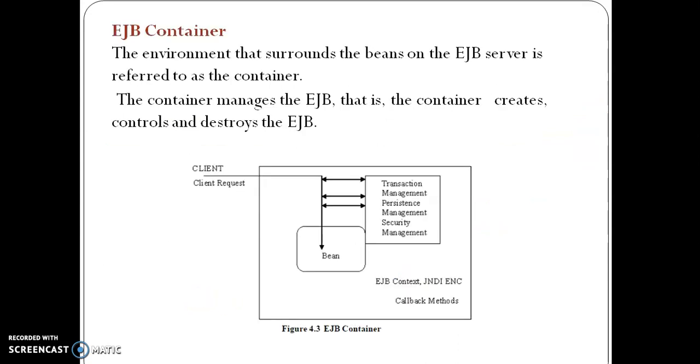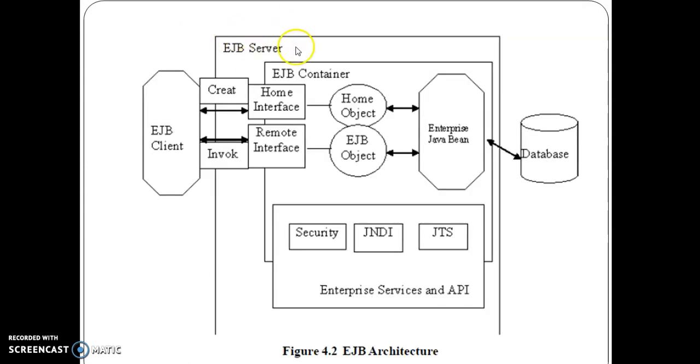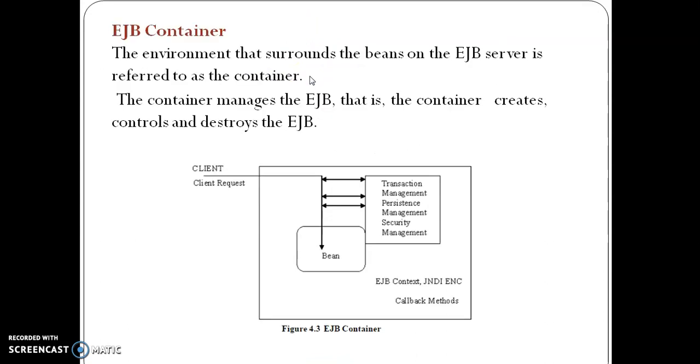Now, as already discussed, this is the EJB server. The EJB server internally contains the EJB container. So what is a container? It is nothing but an environment which contains the Java beans inside it. So the container surrounds the bean on the EJB server. The main purpose of the container is to manage your Java beans, EJBs. This container creates your EJB, controls it, and destroys the EJB.